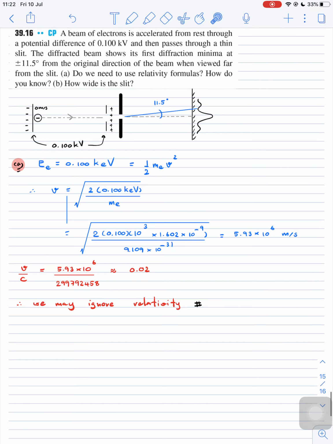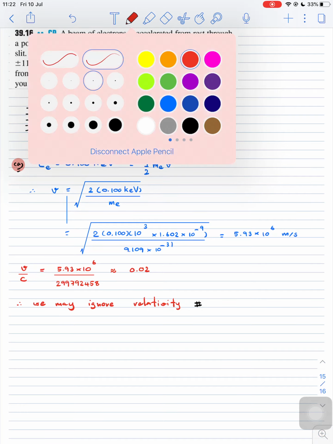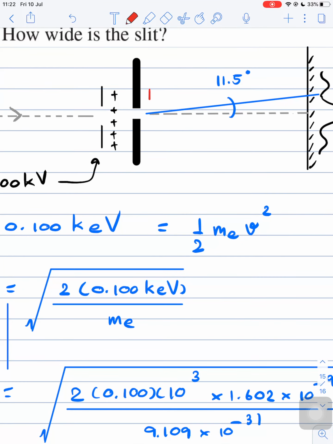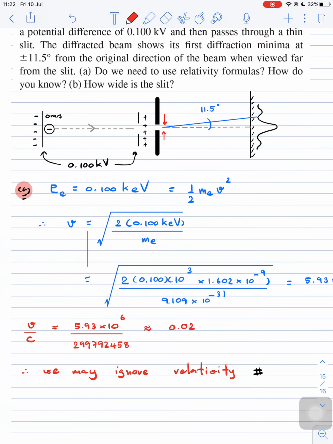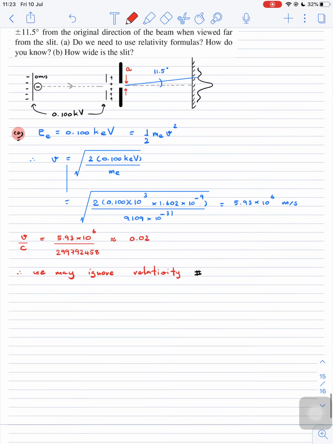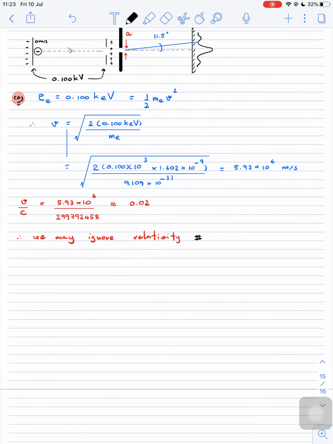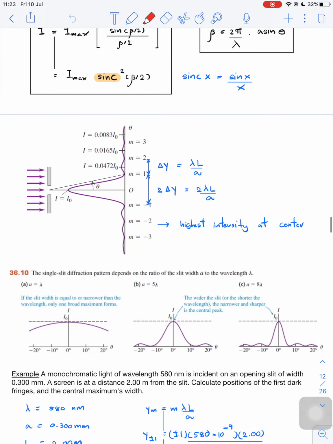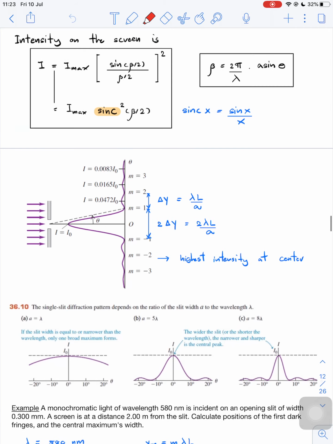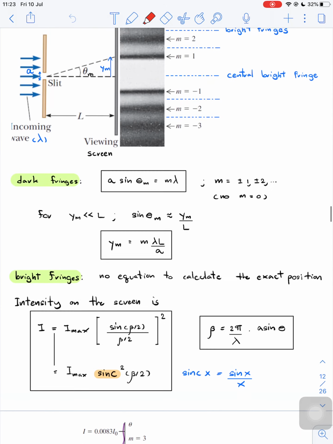Now for part B, how wide is the slit? So we just want to find the size of the slit. Let's say it's A. We just want to find the A here. So which equation should we use? This one is about the diffraction by the single slit. Okay, let's use this one.